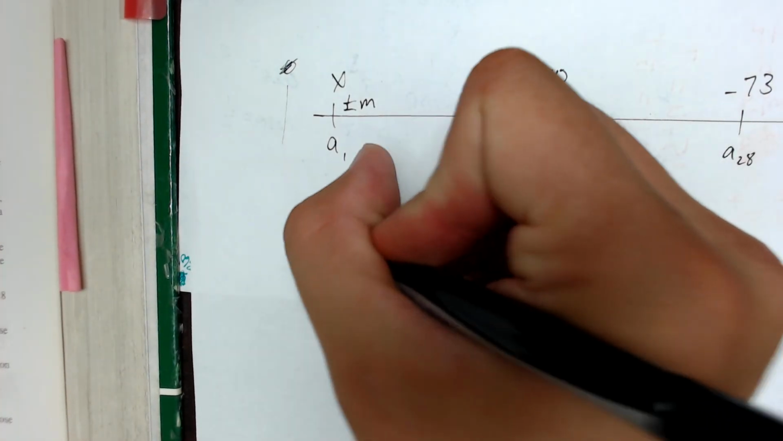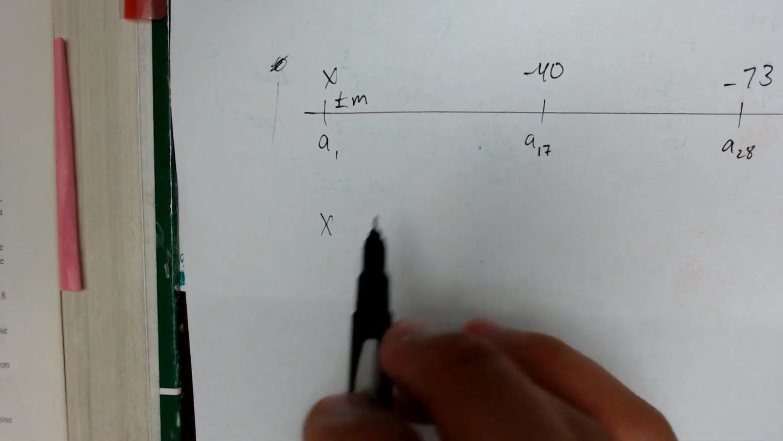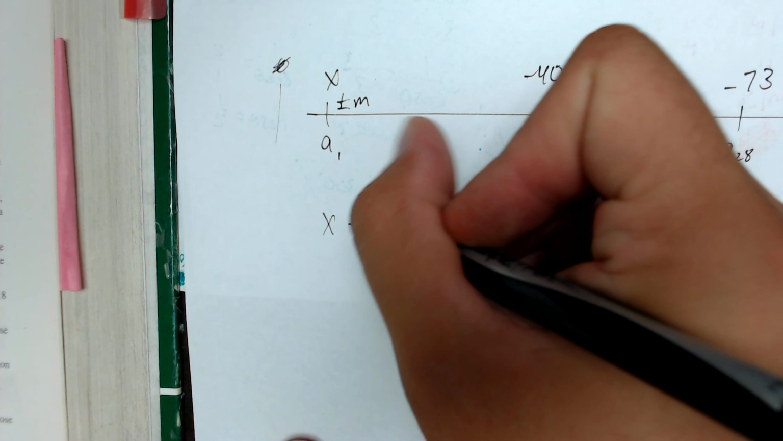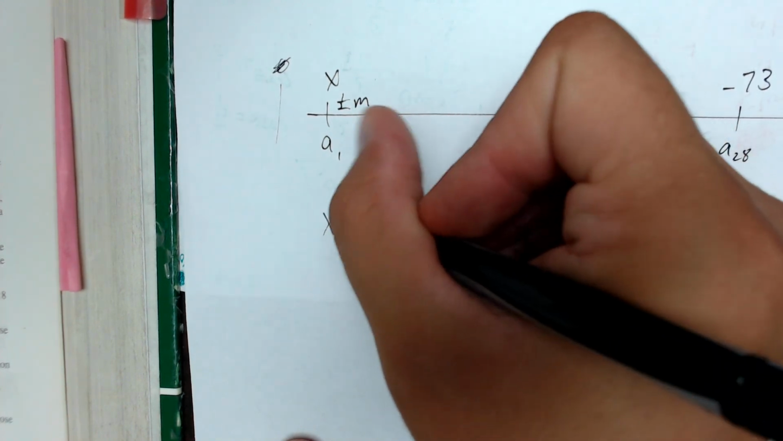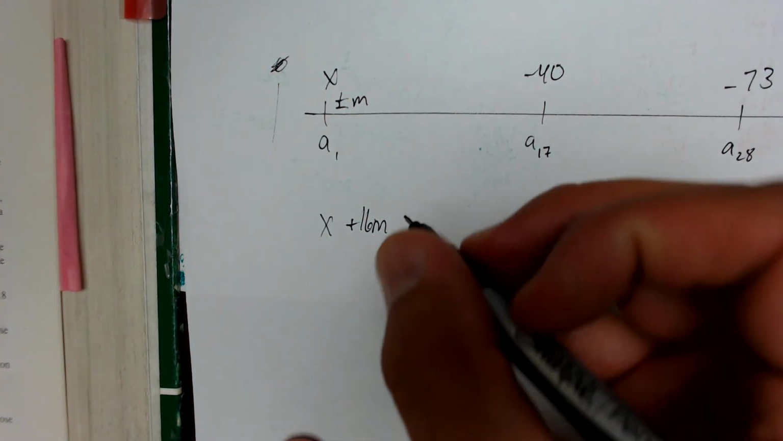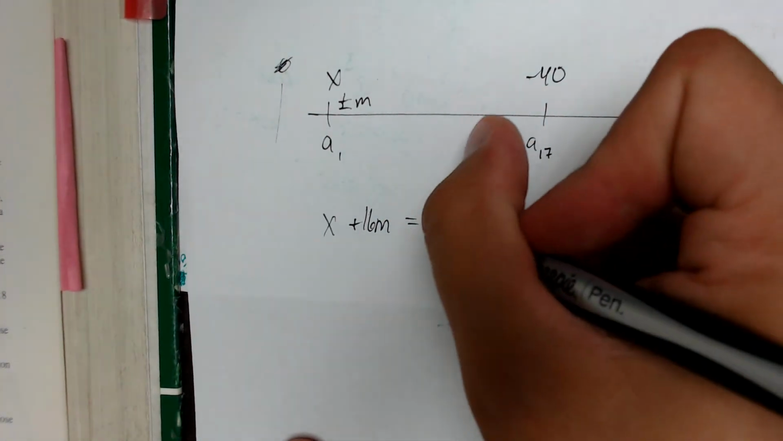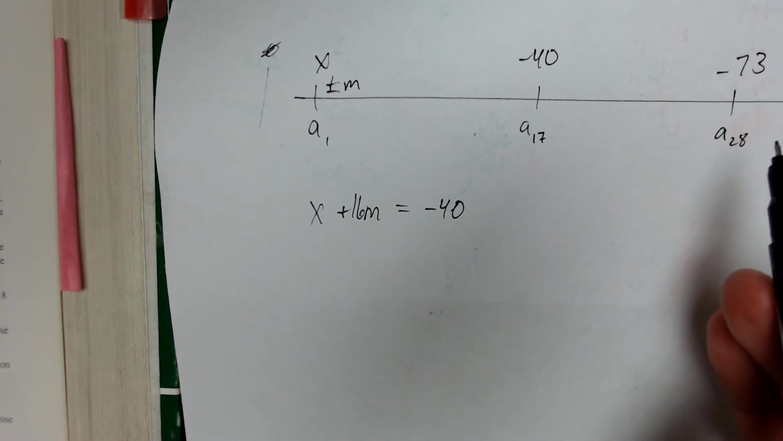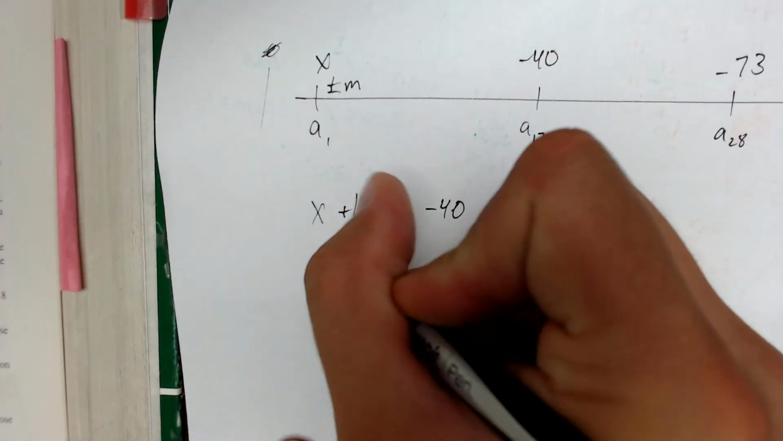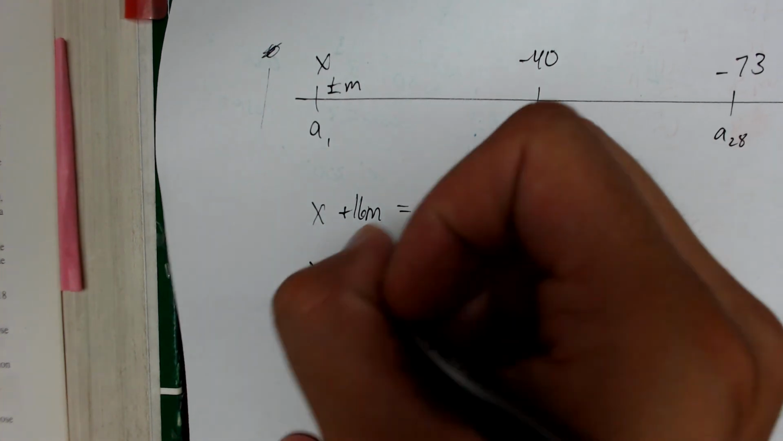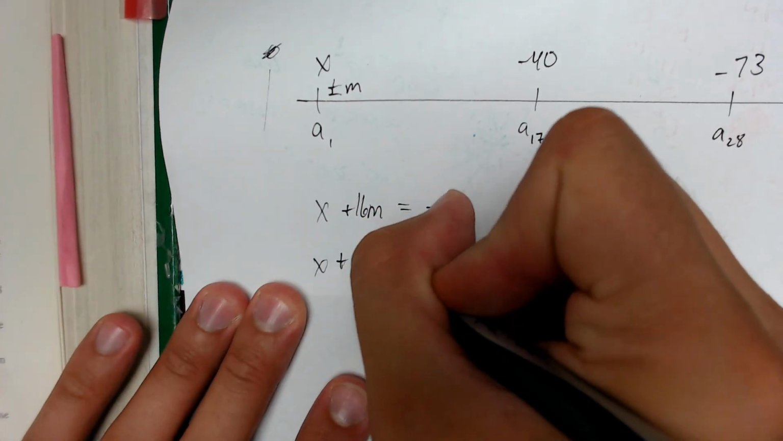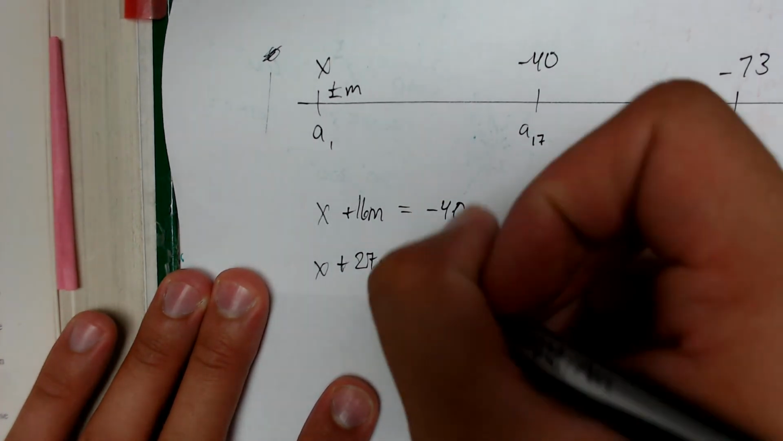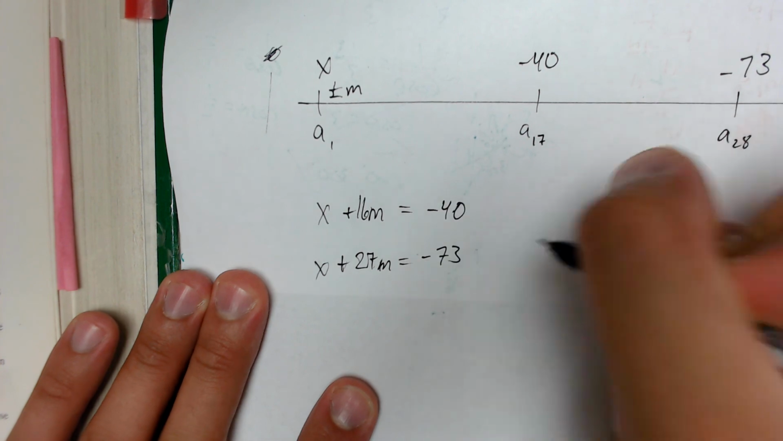So our starting number, X, if we add 16 times the mean to X, we're going to get negative 40, or sequence number 17. And then we can do the same thing with 28. We're going to take X and add not 28 but 27 times the mean. Pen is bleeding. And that will give us negative 73.